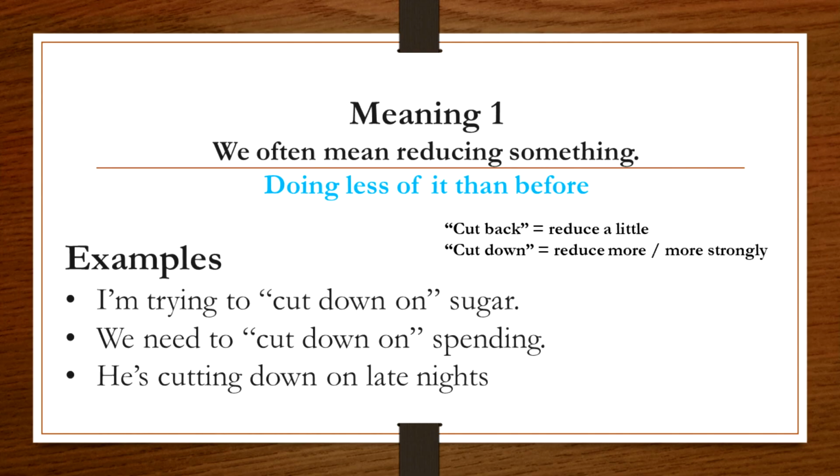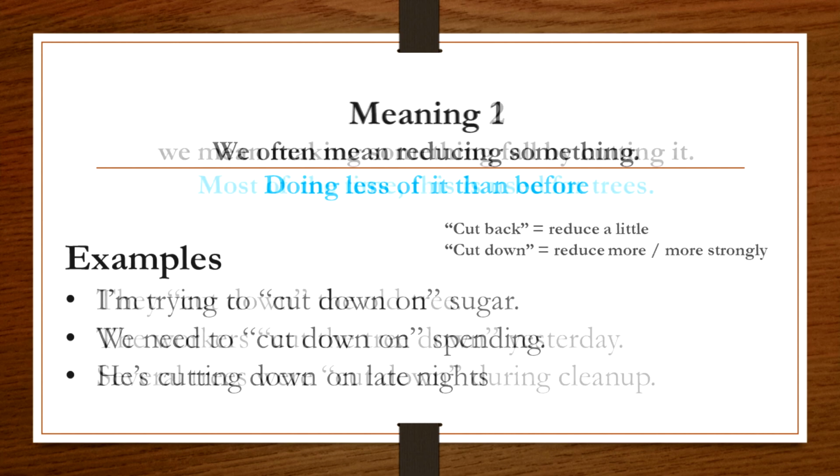First, when we say cut down, we often mean reducing something, doing less of it than before. For example, I'm trying to cut down on sugar. We need to cut down on spending. He's cutting down on late nights. The idea here is that you're not stopping completely, you're just lowering the amount.